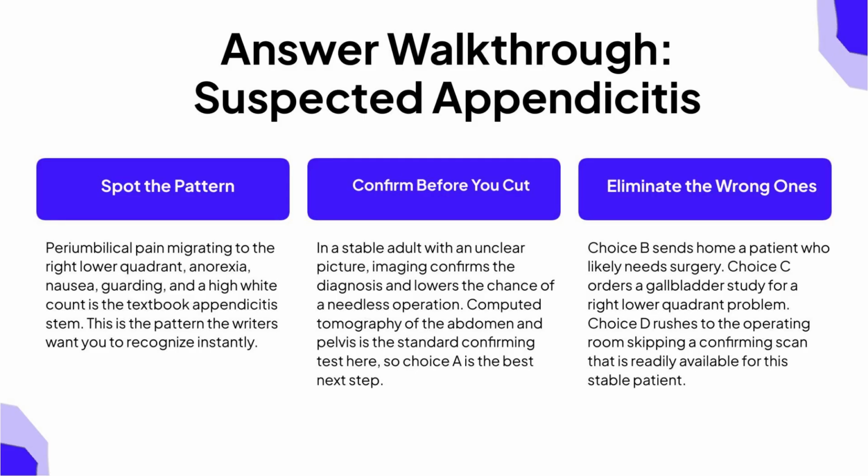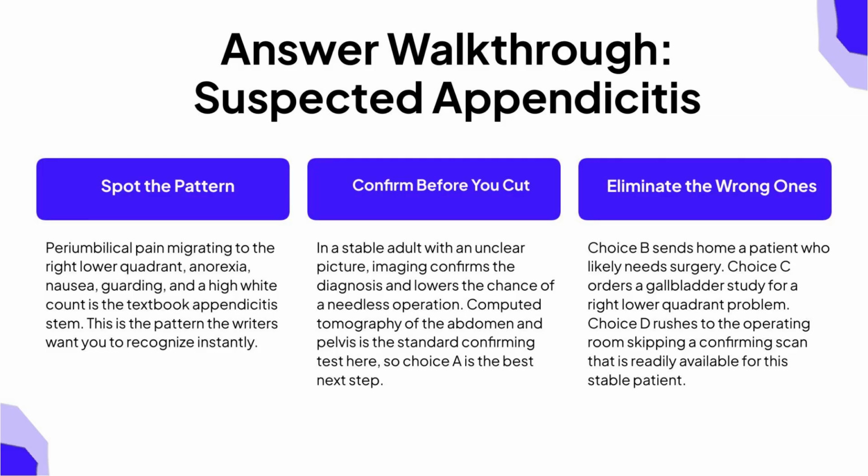First, spot the pattern. Pain that starts around the belly button and migrates to the right lower quadrant, plus loss of appetite, nausea, guarding, and a high white blood cell count, is the signature appendicitis vignette. Second, confirm before you cut, because this adult is stable and the picture, while classic, is not a surgical emergency. The standard next step is to confirm with computed tomography of the abdomen and pelvis. That makes choice A correct.